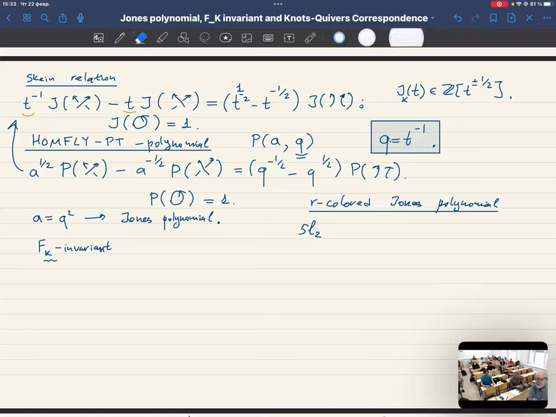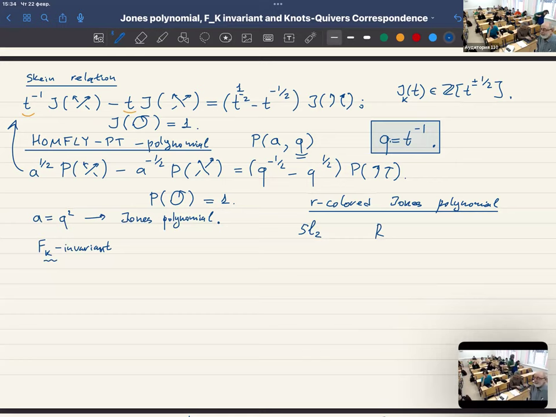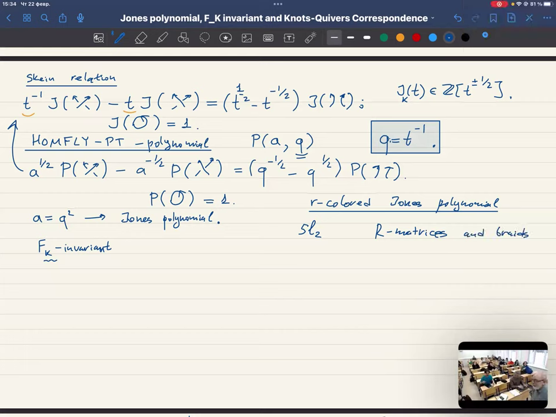The way one can obtain this colored Jones polynomial comes from R matrices. Each knot one can draw as a braid, and then one can close this braid. So what is a braid? It's some kind of picture like this.